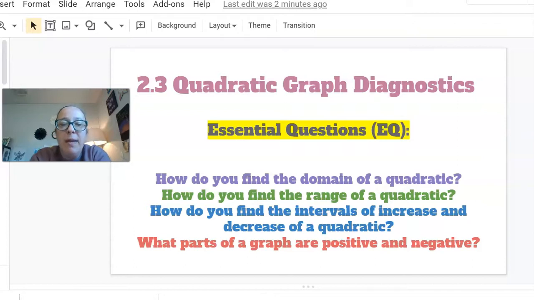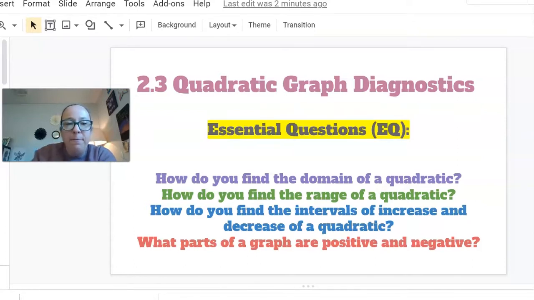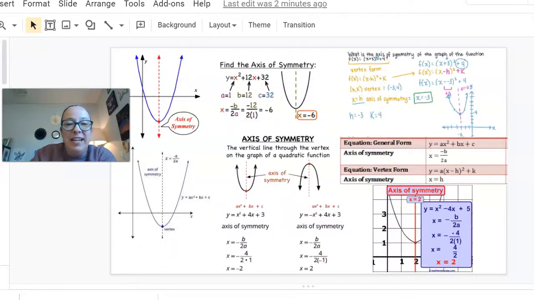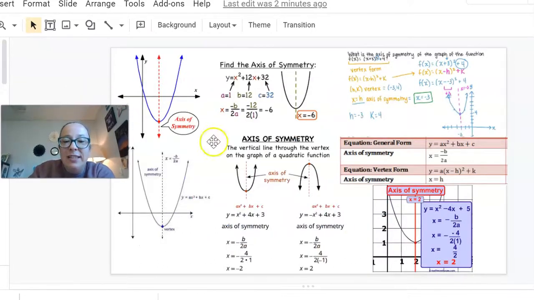Now, before we get into domain and range and increase, decrease, positive and negative, I want to talk about axis of symmetry. You did this in Math 1. This is just a dump of all kinds of images I found of what an axis of symmetry is. It is a vertical line that goes smack dab through the vertex, and if you fold it along that line, it would match up. A symmetrical graph. And all of these are some examples of different things.